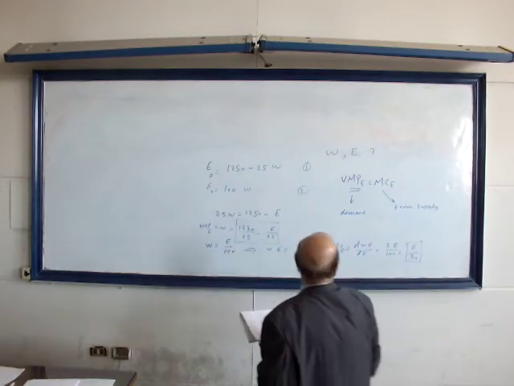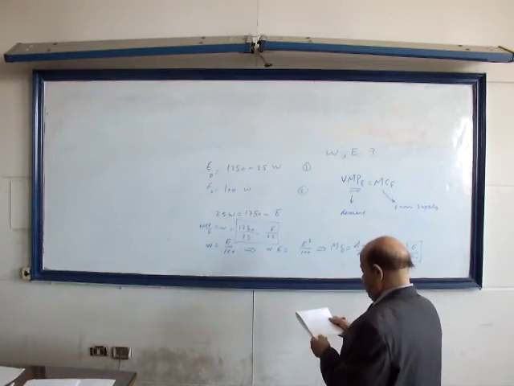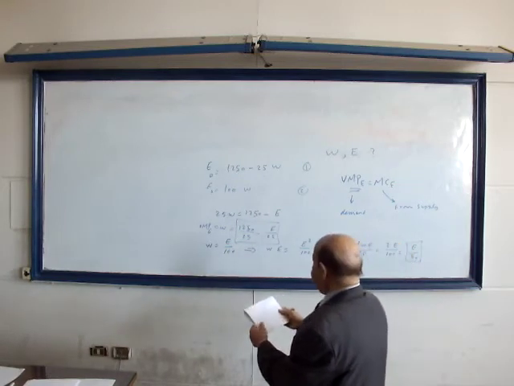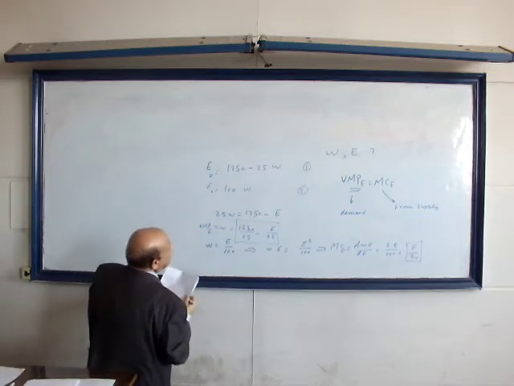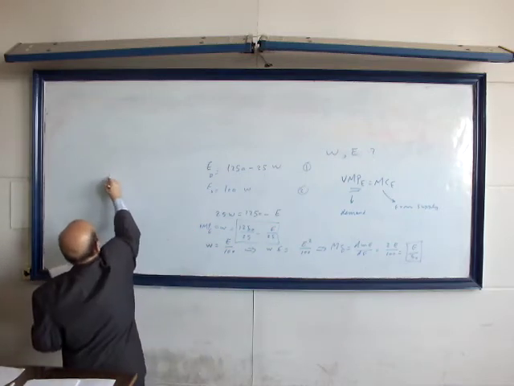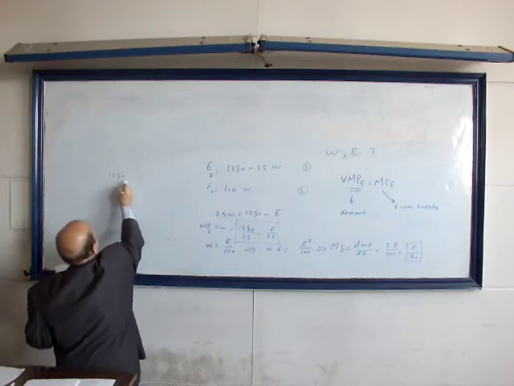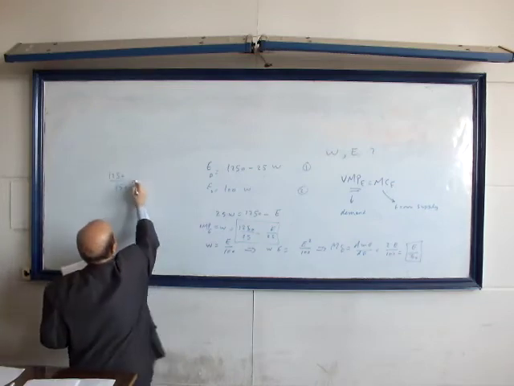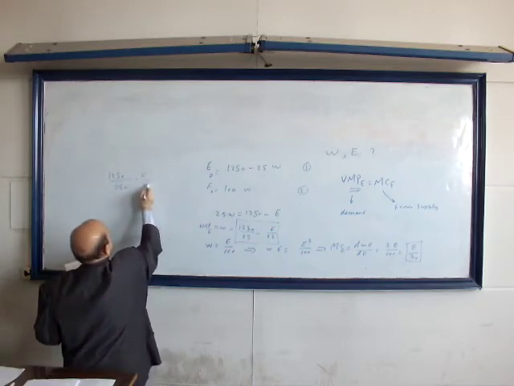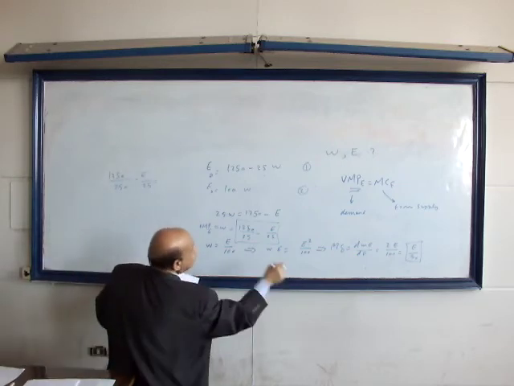You equate those two equations. If you equate those two equations, okay, 1,250 divided by 25 minus E over 25 should equal E over 50.